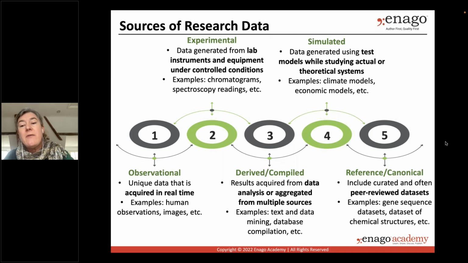And then you've got reference and canonical data, and these are often data sets which have been peer reviewed, tested, updated and modified over time, and are often seen as a sort of gold standard upon which reuse and other aggregation activities take place.